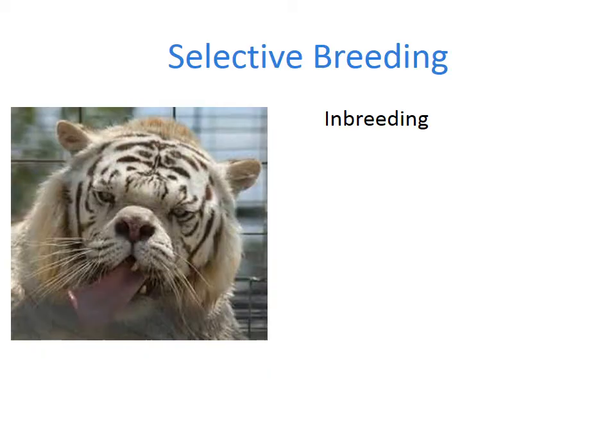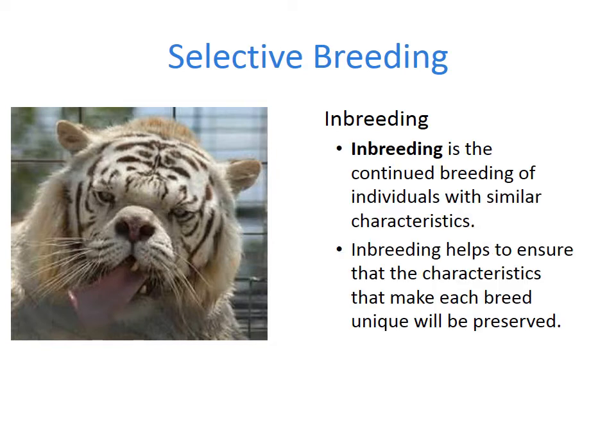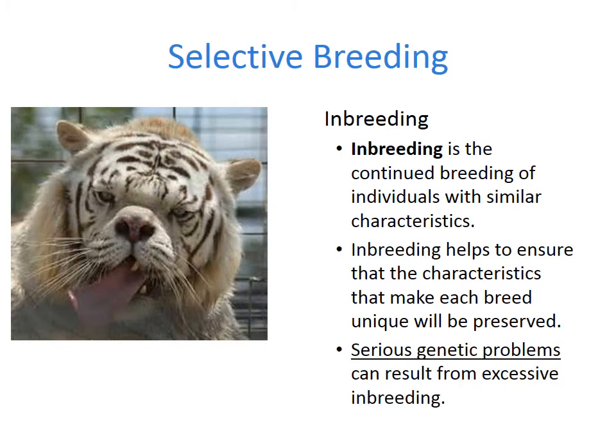Another type of selective breeding is called inbreeding. And usually you continue the breeding of individuals with similar characteristics. So remember, hybridization was dissimilar and inbreeding will be with similar. And they want to make sure that the characteristics will be preserved. The problem that sometimes happens with that is if there's too much inbreeding, you can get serious genetic problems. So, for instance, white tigers are known to be very, very valuable and very rare. And here's a picture of a tiger that had some genetic problems.